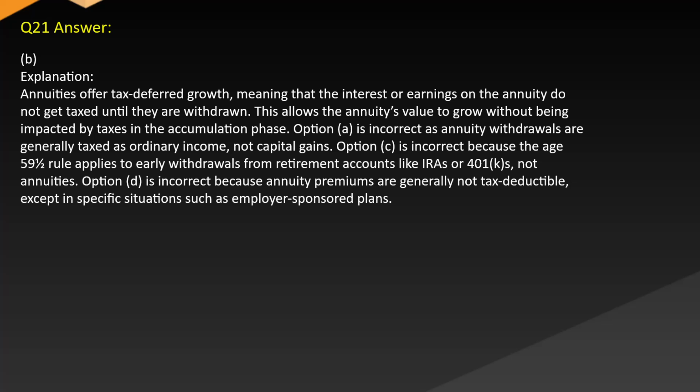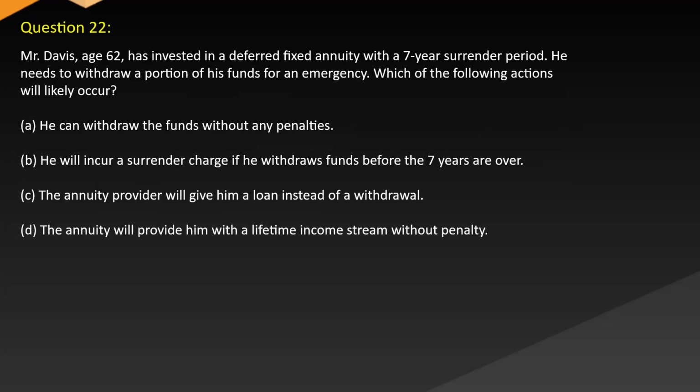Option C is incorrect because the age 59½ rule applies to early withdrawals from retirement accounts like IRAs or 401(k)s, not annuities. Option D is incorrect because annuity premiums are generally not tax deductible except in specific situations such as employer-sponsored plans.